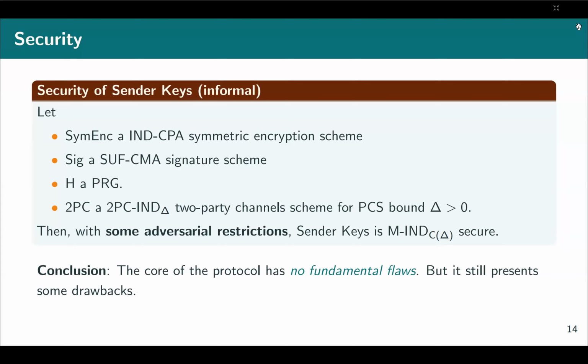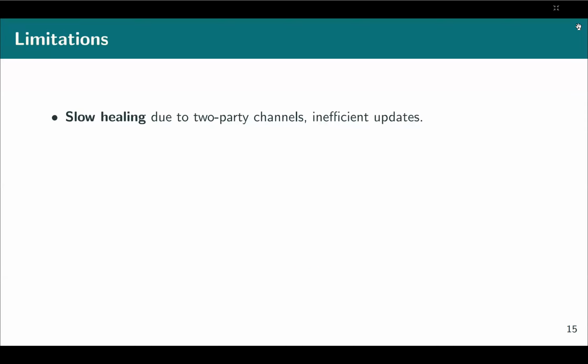And the way we should interpret this proof is that the core of the protocol doesn't have any blocks, but we still have to be careful and it still presents some drawbacks when we want to use it. So the limitations that we observe are a few. The first one is that the healing is quite slow. This is something we already mentioned with the white channel because they remain stable and so on.